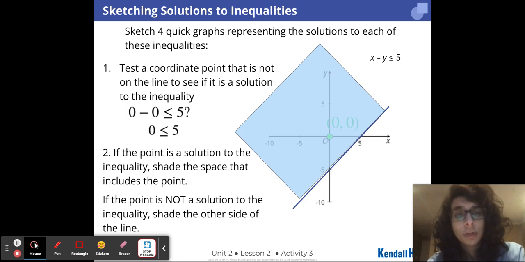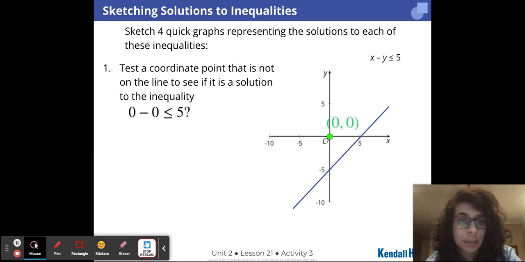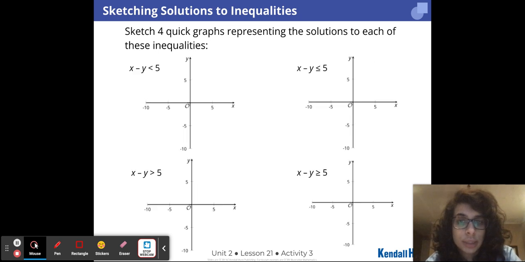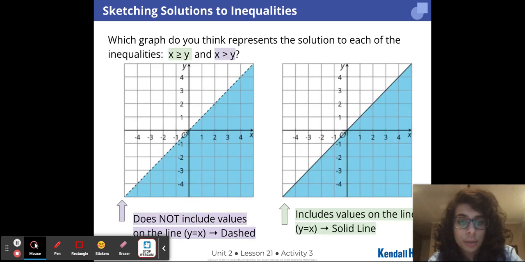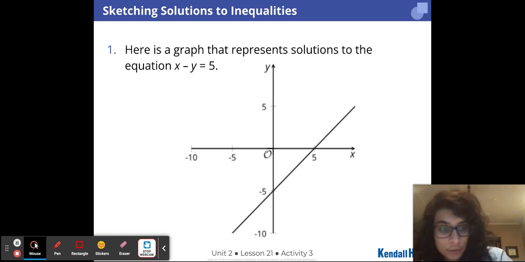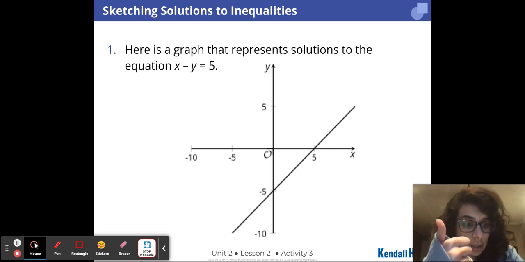And I want you to do the same thing with each of the other points. I gave you the original line, and you want to use that same line for every single one. You want to determine if it's going to be a solid line or a dashed line. That's your first step. So first, draw it as a solid line or a dashed line.